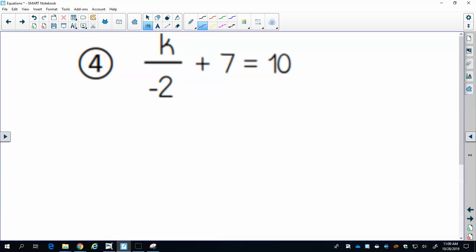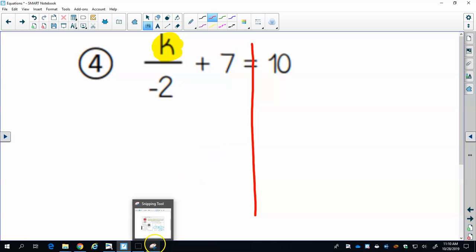And just like the other problems, we're going to go ahead and put our line down the middle. And we're going to solve for our variable k. We're trying to get it by itself. So remember, if we had modeled this, we would have a +7 counters. And in order to get rid of the +7 counters, we're going to take away 7 or add -7 to both sides of the equation.